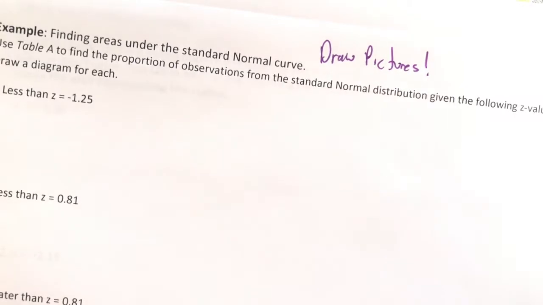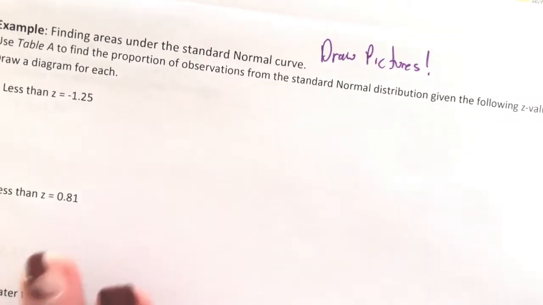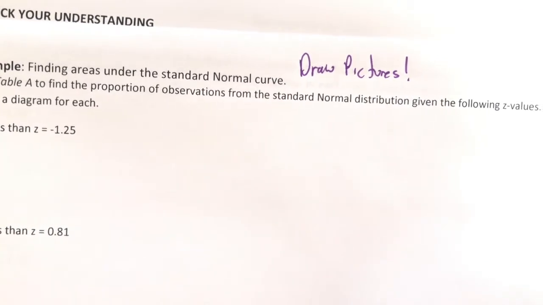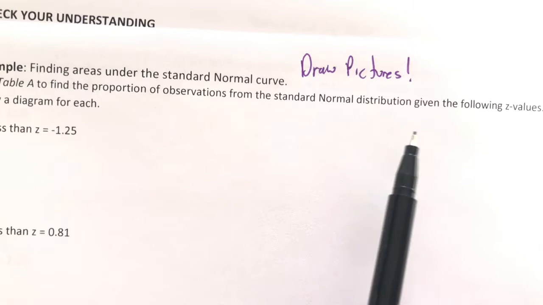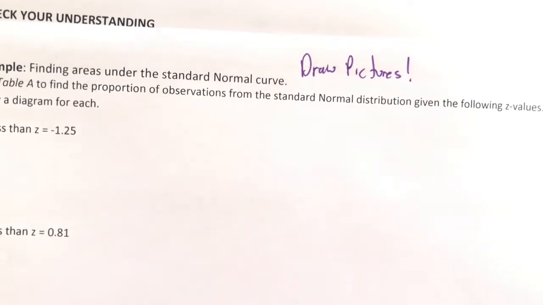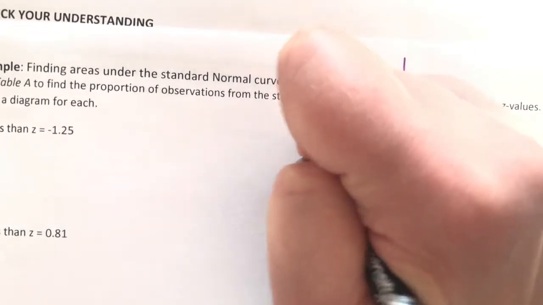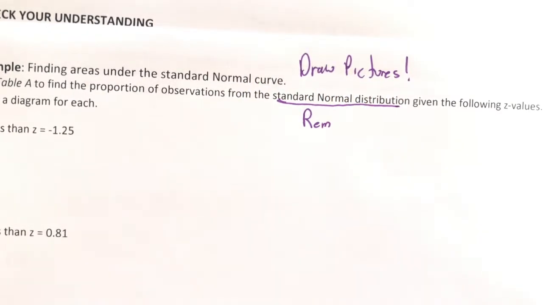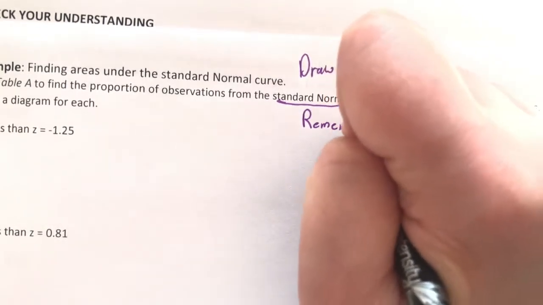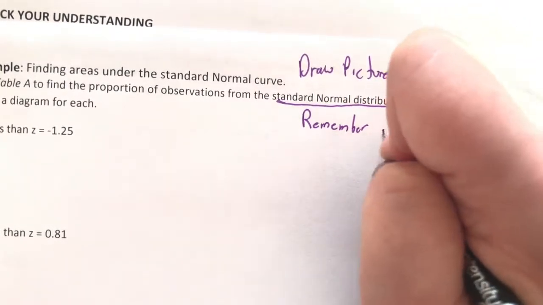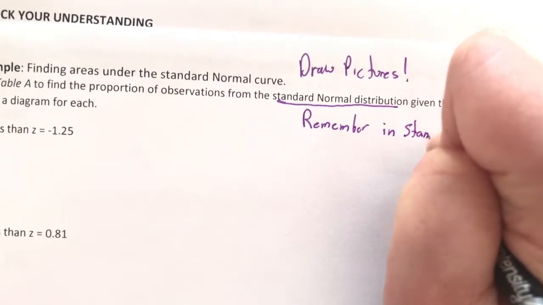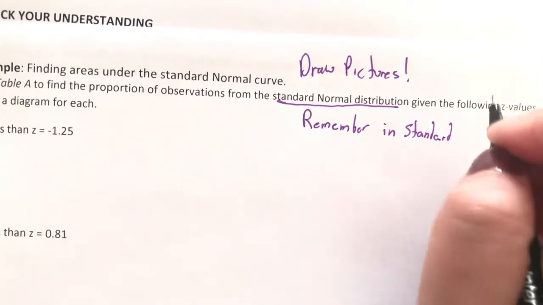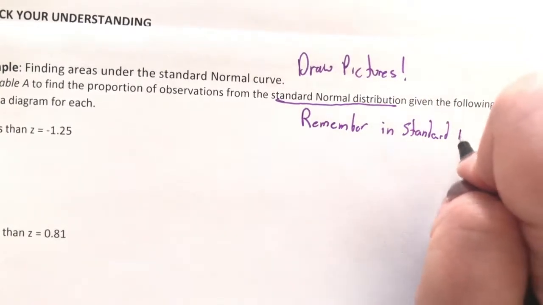All right. So it says use table A to find the proportion of observations from the standard normal distribution, given the following z values, draw a diagram for each. One of the things that we want to remember is because it's a standard normal distribution, we know that we're looking at the z-scores. So in the standard normal distribution, we want to remember that the mean is equal to 0 and that the standard deviation is equal to 1. So remember standard normal distribution.